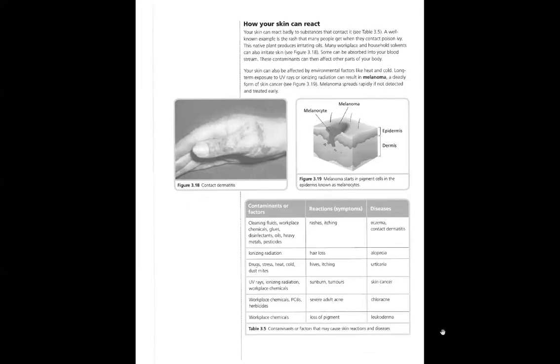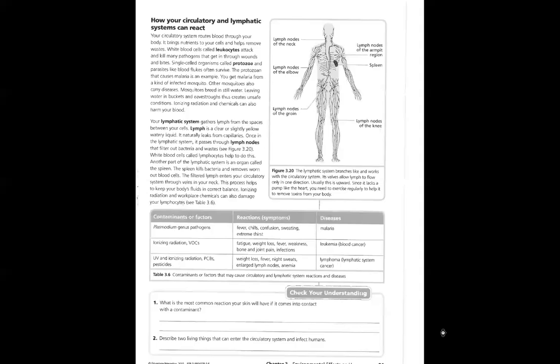We also looked at what happens if we have UV rays or radiation, and how that affects the skin to form melanoma, a form of skin cancer. Oh, we then introduced the lymphatic system, and we looked at how the circulatory and lymphatic systems react when we have a contaminant or a pathogen.